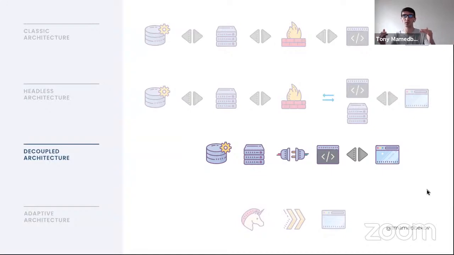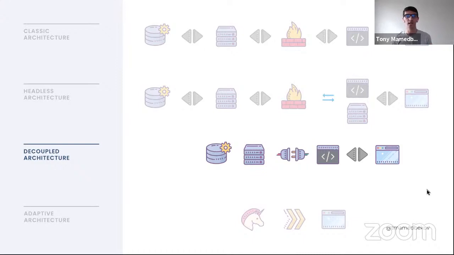Then we have the next evolution of architecture, the headless architecture. You have the same kind of approach: a database, a server, firewalls, making sure everything is secure. And then with your front-end code, you start separating your backend from your front end and hosting it on a different server. So your interaction is still slow, but now you have the flexibility of pushing different pieces of code to your backend as well as to your front end.